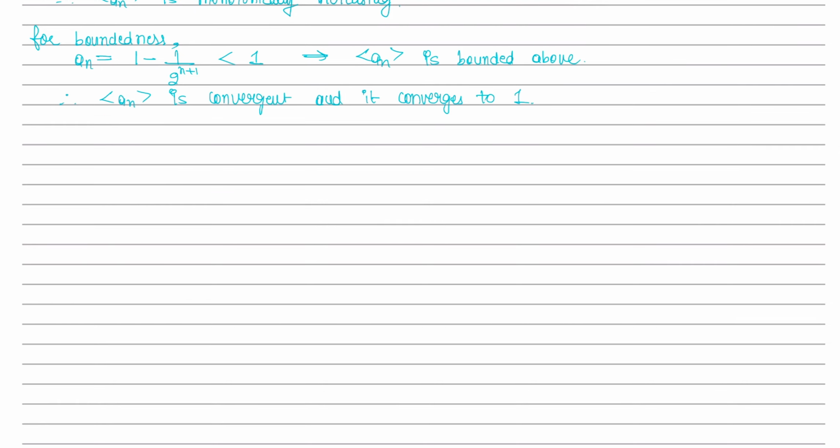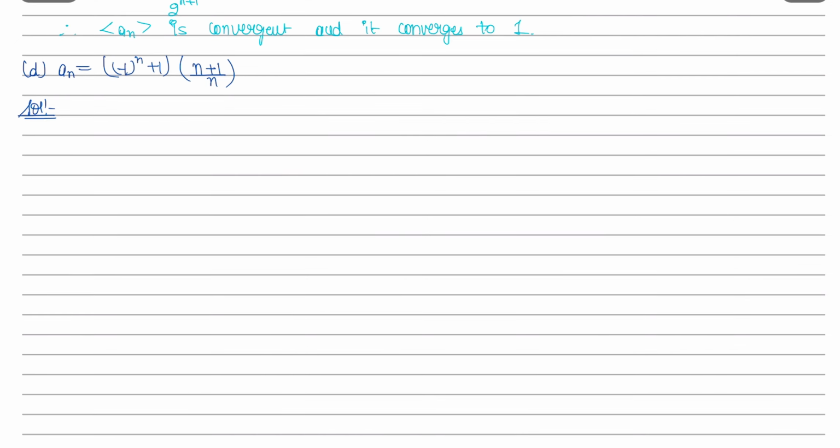The next part, a_n is equal to (−1)^(n+1) times (n+1) divided by n. This is a good question. Now we can simplify a_n first. When we take the value of n as odd, then it becomes 0, and when we take the value of n as even, this becomes 2 times (n+1) by n. So we can write it as 0 when n is odd, and it is 2 times this when n is even.